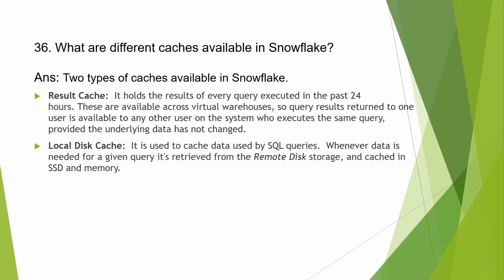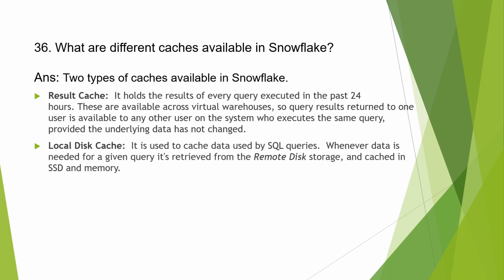And when it comes to the local disk cache, I forgot to tell one thing about the result cache. We can turn the result cache off and on by using a command called alter session. Whenever I feel I don't need a result cache, I can turn it off, which means the results will not be stored in the result cache. But in real time we don't do that because it improves the performance a lot, so we never turn off the result cache.